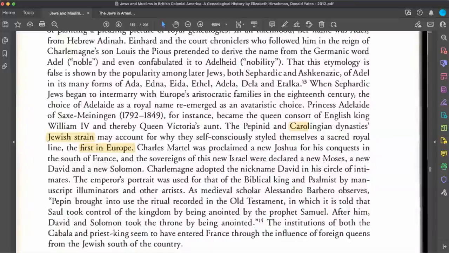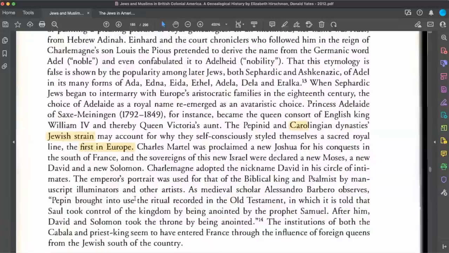You hear this? Charlemagne adopted the nickname David in his circle of intimates. The emperor's portrait was used for that of the biblical king and psalmist by manuscript illuminators and other artists. A medieval scholar, Alessandro Barbero, observes, Pepin brought into use the ritual recorded in the Old Testament, in which it is told that Saul took control of the kingdom by being anointed by the prophet Samuel. After him, David and Solomon took the throne by being anointed.